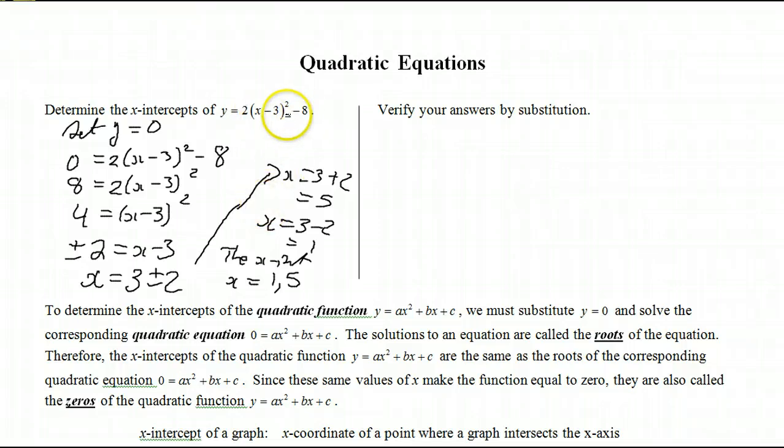5 minus 3 is 2. Squared is 4, times 2 is 8. Minus 8 is 0. So that's verification by substitution. You would substitute in the first value of x, evaluate, substitute the second value of x, and evaluate. Okay, you now need to read through the information down here.